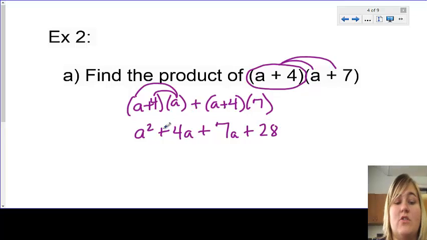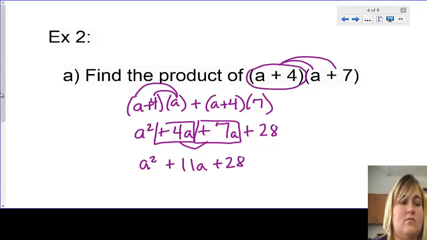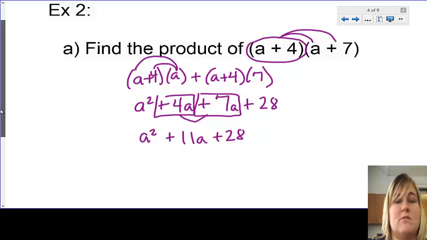Well, I have a couple of like terms here, so I'm going to box those in so I know what to do with them. My a squared doesn't change. Positive 4a plus 7a gives me a positive 11a plus 28. That's my final answer. I can't simplify that any further.